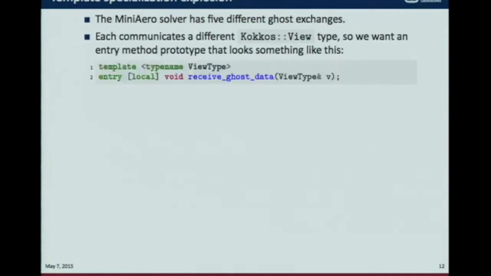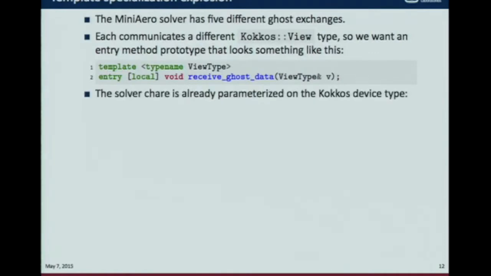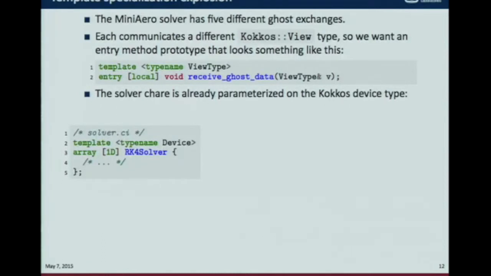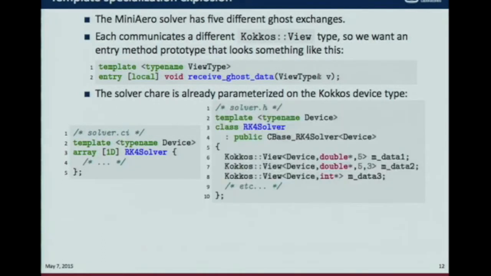Mini-Arrow Solver has 5 different ghost exchanges. Each one of them communicates a different Kokkos view type. Kokkos views are parameterized on the device and also on their shape, so that there's some static shape information that Kokkos can use to optimize the way it sends the memory to the device. We want an entry method prototype that looks something like this. This would already be in a chare array that is parameterized on the device.